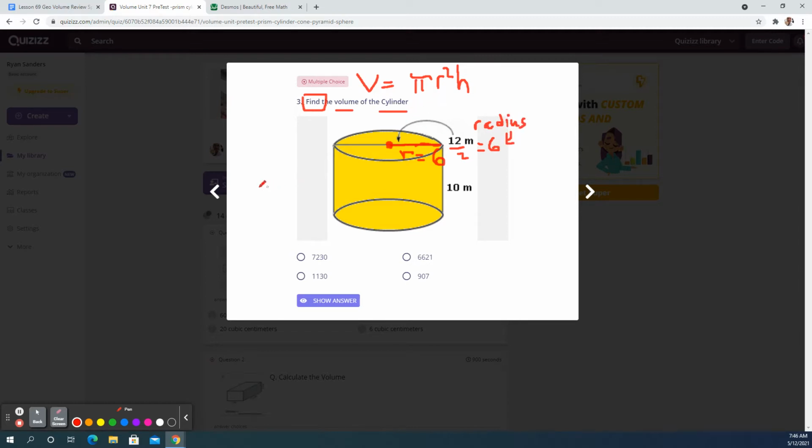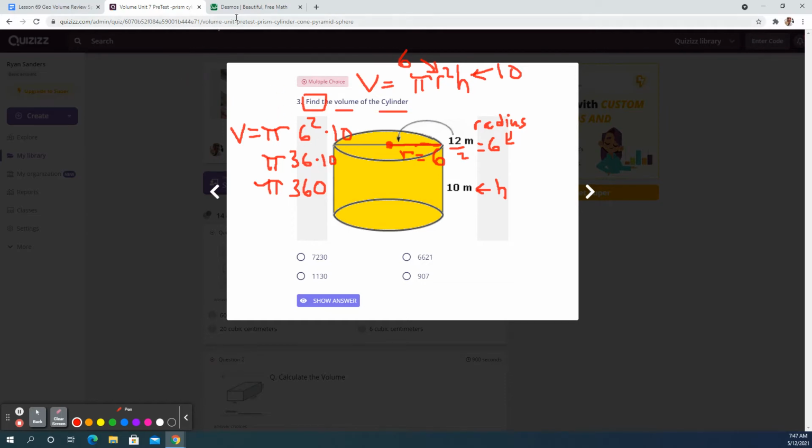Plugging that in, and our height is 10. So that's everything we need. You can draw arrows on yours to help. So the radius is 6. The height is 10. So now we have volume is equal to pi 6 squared times 10. Order of operations says exponents first, so that'd be 36 times 10. Multiply our numbers. And that just adds a 0 to 36. 360 pi.